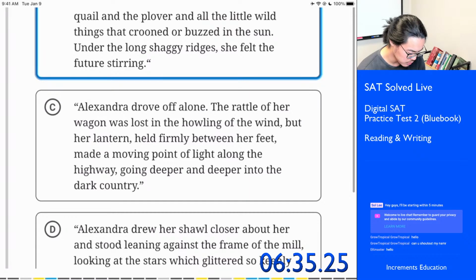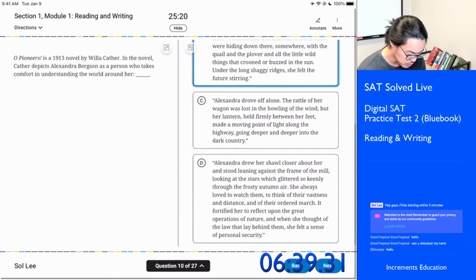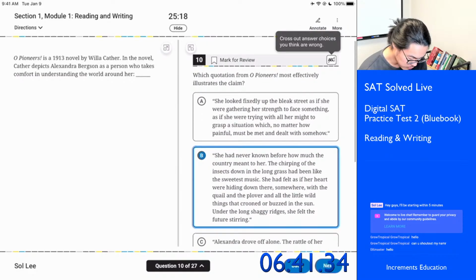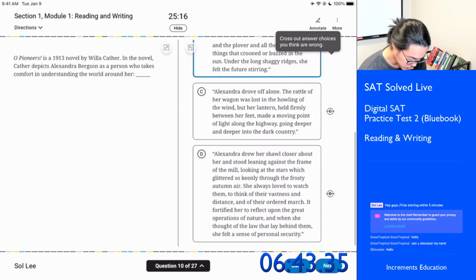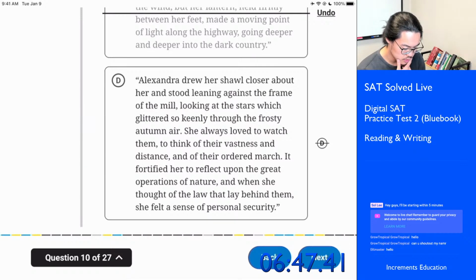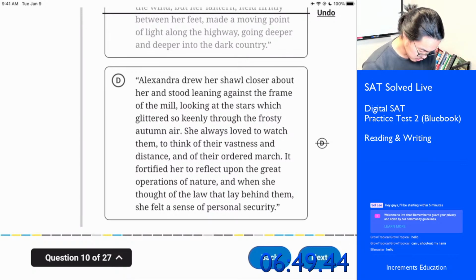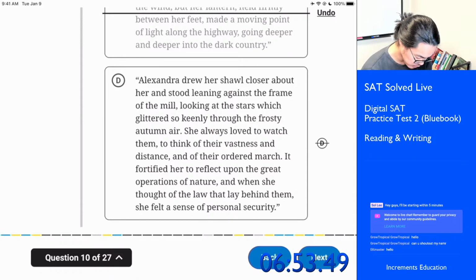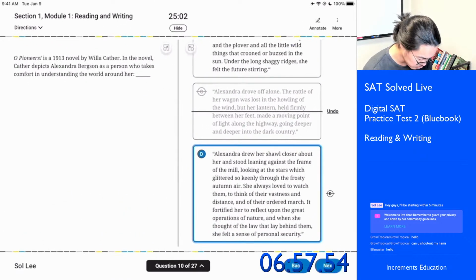Drove off alone, lost in the howling. That has no connection whatsoever. Let me use this very limited tool here. Okay. She drew her shawl closer to her, stood leaning against the frame. Loved to watch them. It fortified her to reflect on the great operations of nature. Oh, what? That's like the most direct one.